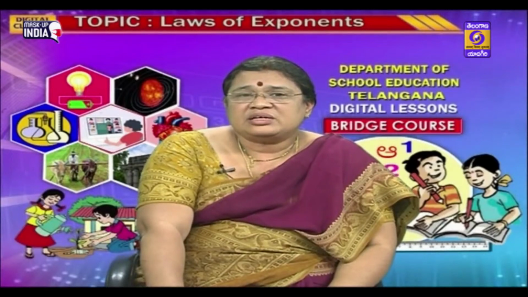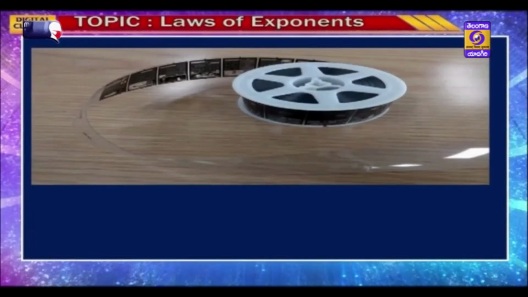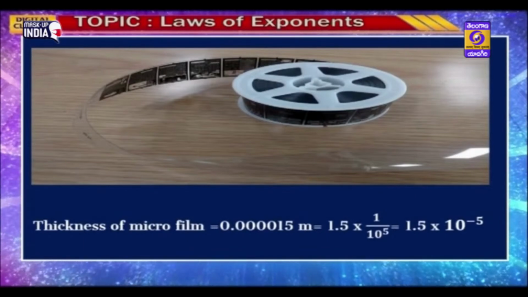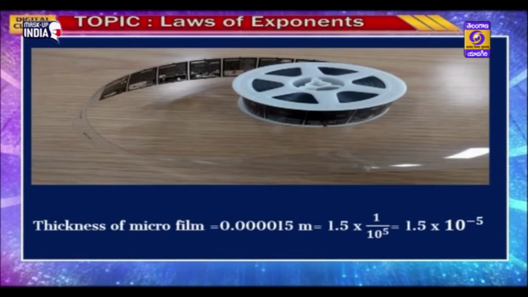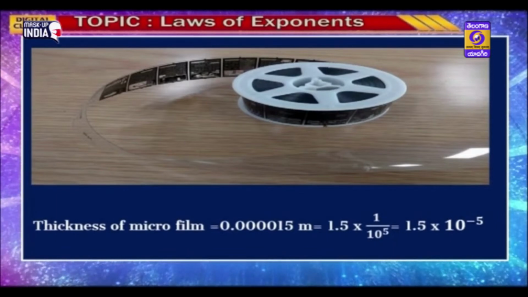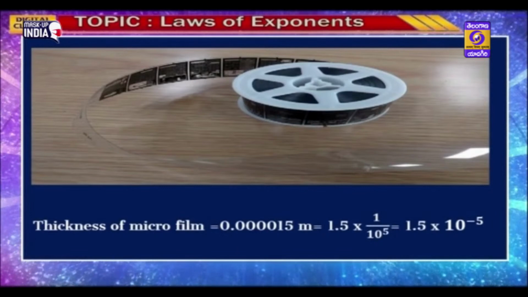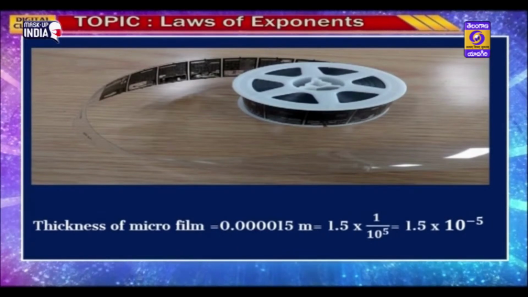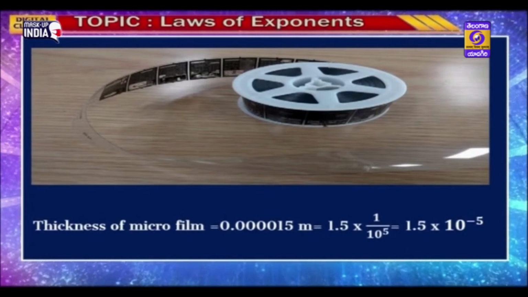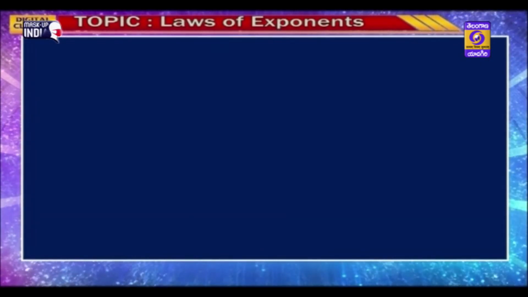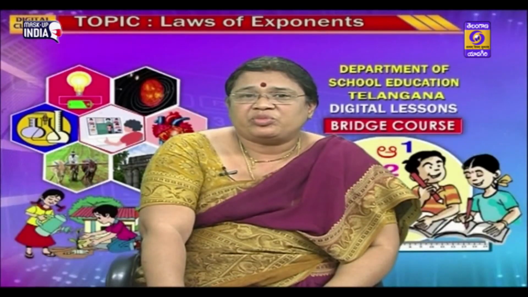Again, look at this. This is a microfilm. Do you know what is the thickness of this microfilm? This is 0.000015 meters. So this can be written as 1.5 into 10 to the power of minus 5. So, indicating a number in an exponential form with a negative exponent, you may get problems like expressing this type of problems.